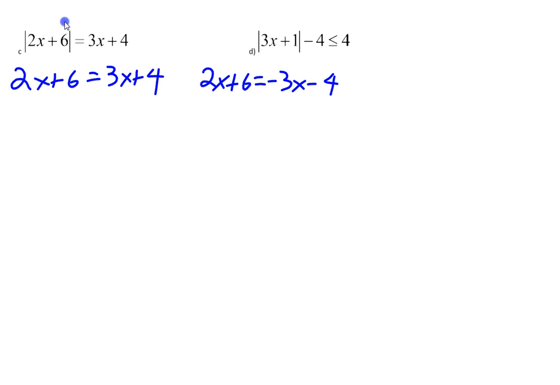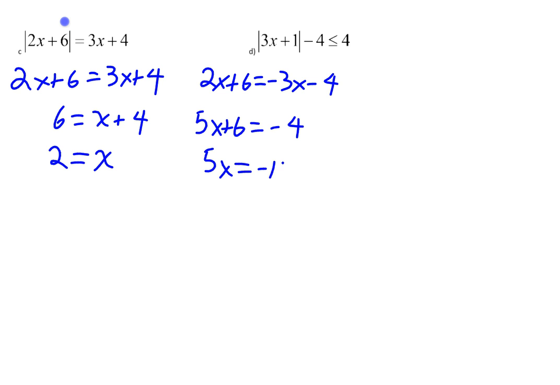Now, solving the first equation, I subtract 2x across, I get 6 equals x plus 4. Subtracting the 4, I get x equals 2. So one of the answers is x equals 2. On the other problem, I'm going to add 3x across this time. I'm going to get 5x plus 6 equals negative 4. So I get 5x equals negative 10. So x equals negative 2. All right? So my answer is x equals 2 and x equals negative 2.